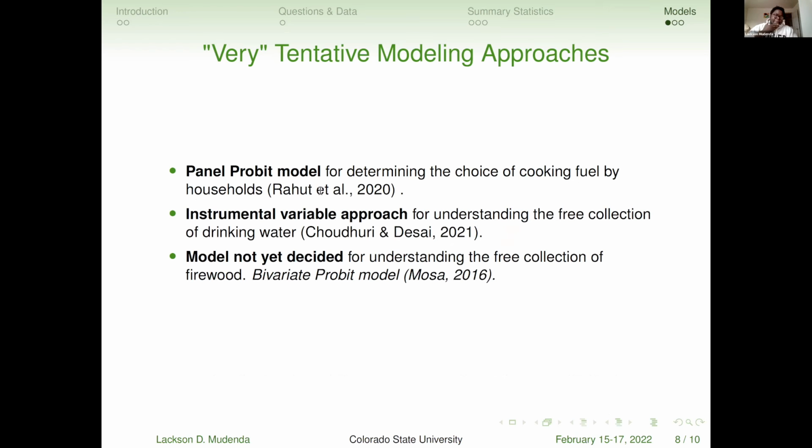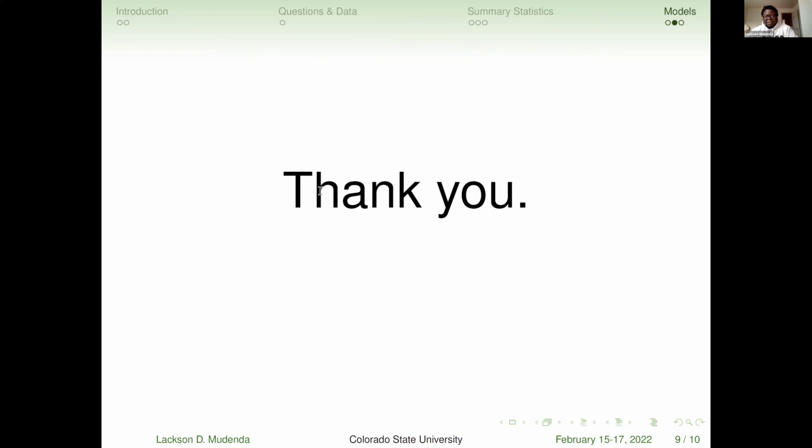So the modeling approach, as Anita said, is really tentative. One of the modeling approaches that we're trying to apply in this paper comes from Rahut's 2020 paper, where they study Pakistan, and we're trying to employ the Probit model based on this paper. We also will use an instrumental variable approach to understand the free collection of drinking water, based on Kodri and Desai's 2021 paper. For the free collection of firewood, that is not yet decided, but indications show that we might use the bivariate model that was used by MOSA. Basically, that's the brief introduction to this. Thank you.